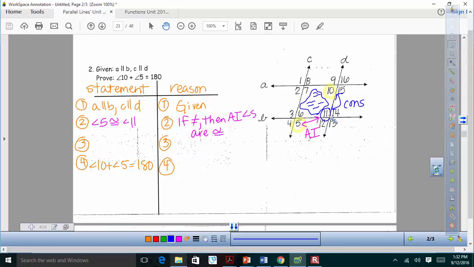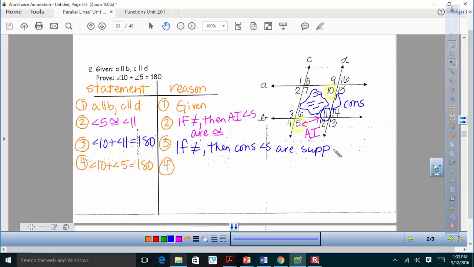Then I'm going to write my statement about angle 11 and angle 10. So what was different about the statement with angle 11 and angle 10? Very good. So we have to do angle 10 plus angle 11 equals 180. And again, consecutive has to do with parallel lines. So we would put if two parallel lines are cut by a transversal, then consecutive angles are supplementary.